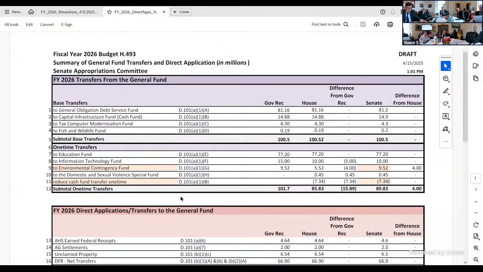And then you see an appropriation out of the Fish and Wildlife Fund in the one-time section to spend this money as part of Fish and Wildlife. So that subtotal is $100.5 million.